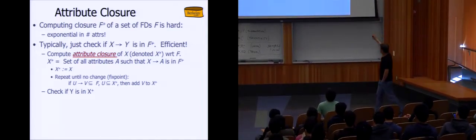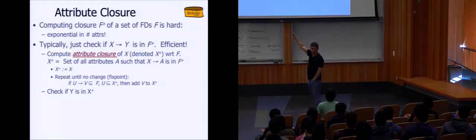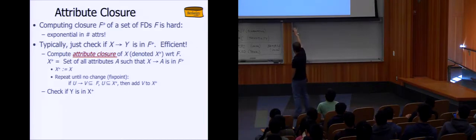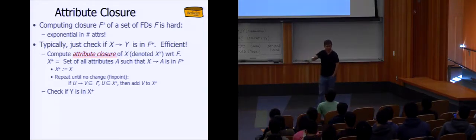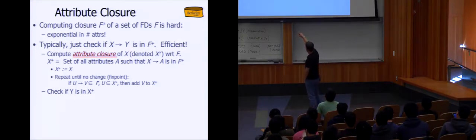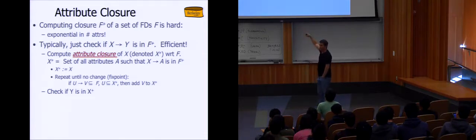All right, and here's how you compute it. Start out by setting X plus to just X, because clearly, trivially, it determines itself. And then repeat until fixed point. Repeat until no change the following rule. If U determines V is in F, not in F plus, but in F, in the things we wrote down. If you have some rule in F, U determines V, and U is already in X plus, then add V to X plus. This is just the transitivity rule.